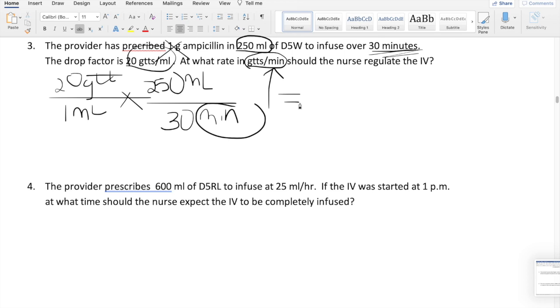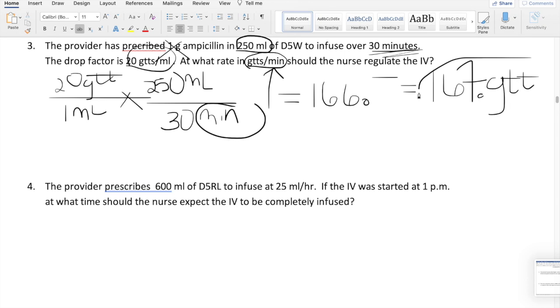So once I do the 20 times 250 divided by 30 minutes, I get my total, and when I get my total, I'm going to round that off again to the nearest whole number. And that's how I am able to get this problem.